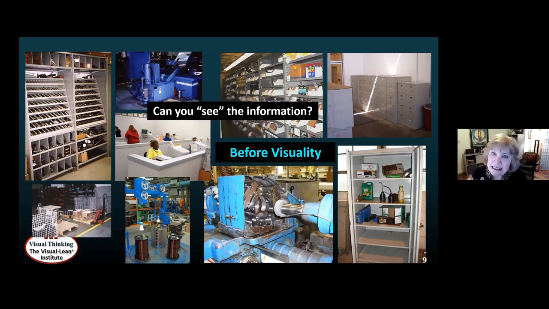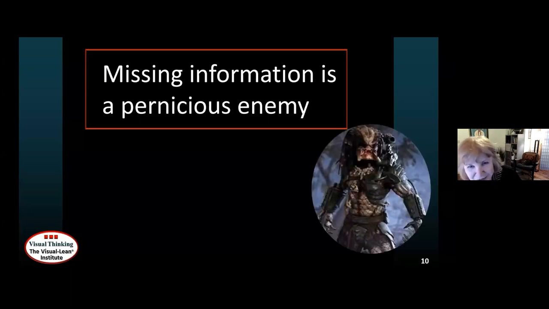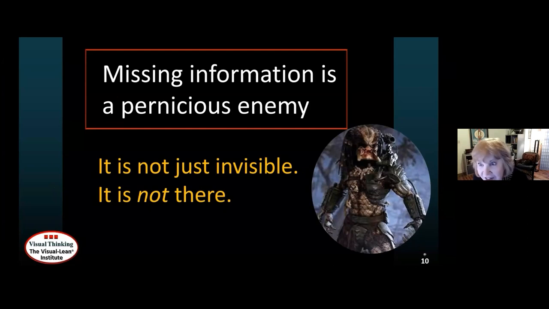So visuality is about information that we can't see. This is missing information. It is a pernicious enemy. And when I was looking for an equivalent of pernicious, I watched Predator again with Arnold Schwarzenegger. It's like this. This guy that you see here, so ugly and so present, can disappear. One of his great weapons is that he can make himself invisible, completely invisible. And so he's just not there.